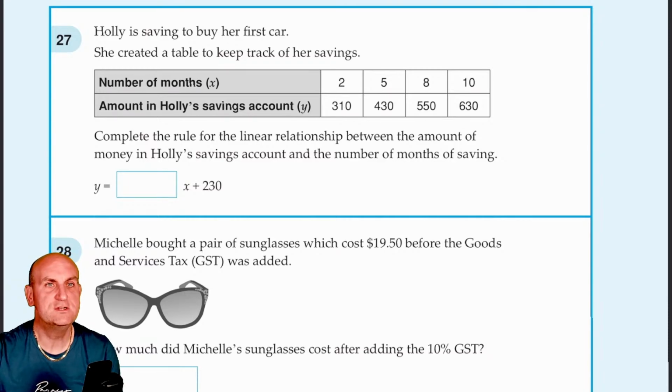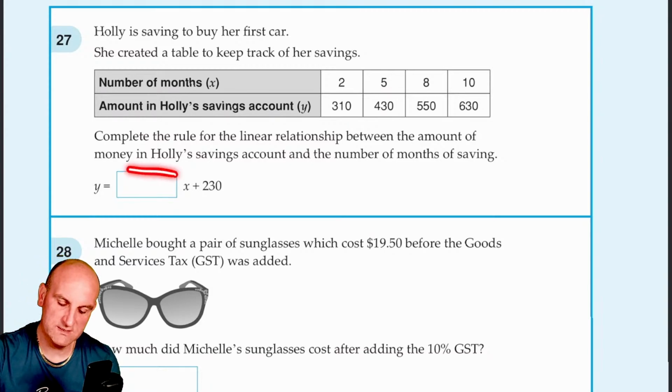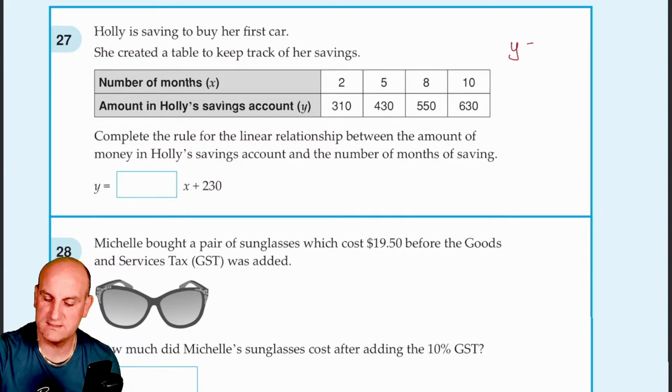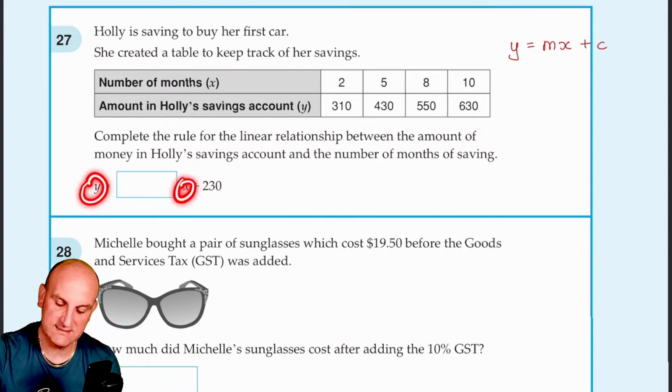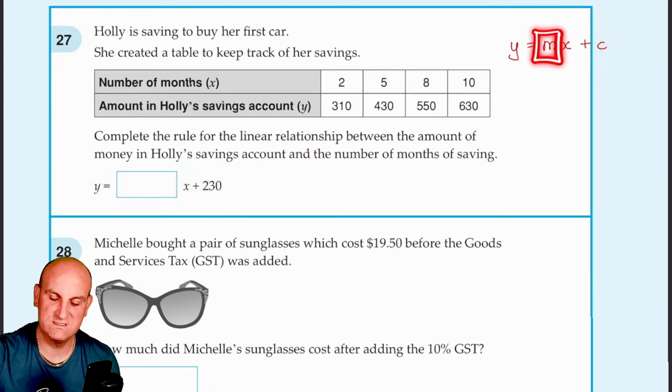Holly is saving to buy her first car. Sorry, I've already read that. She created a table to keep track of her savings. Complete the rule for the linear relationship between the amount of money in Holly's savings account. So in this situation, what they're asking me to find is the gradient. Because if you have been doing this, you know that equations of lines are given by y equals mx plus c. What we're missing here is, we've got the y, the x and the number. So we're trying to find this, which is the gradient.